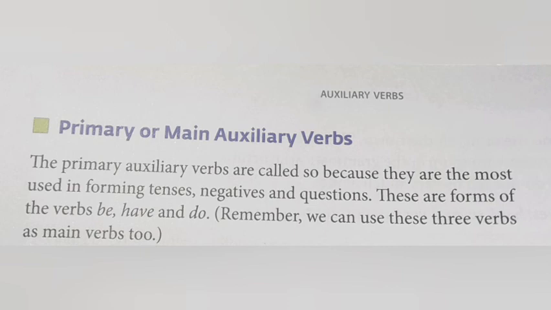So guys, look at the definitions. Our first definition is primary or main auxiliary verbs. The primary auxiliary verbs are called so because they are most used in forming tenses, negatives and questions. They are forms of the verbs be, have and do. Remember, we use these 3 verbs very much.